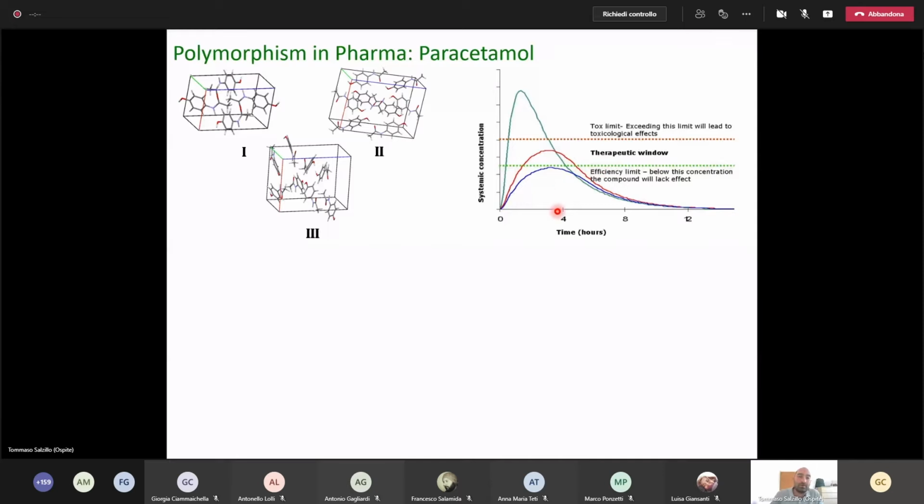Or the other way around, the solubility can be very, very low, so it's not efficient for the pharmaceutical activity. And then we can get the polymorph with the right solubility rate, and this is the right polymorph that the industry wants to sell.